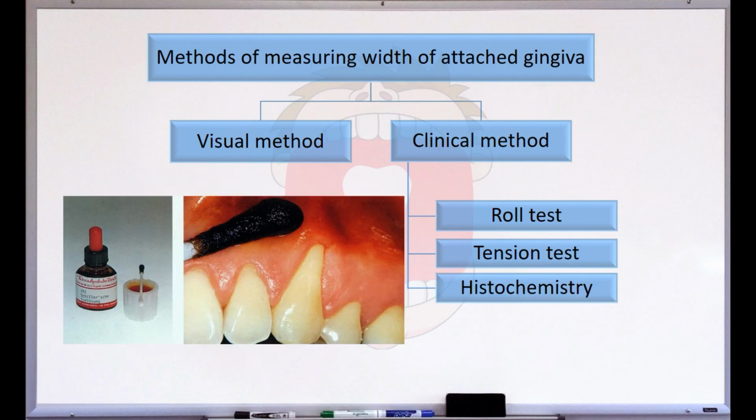Histochemical staining is done by using Schiller's iodine solution, which reveals glycogen stored in epithelium of lining mucosa, thus staining the alveolar mucosa, while the attached gingiva is unstained.